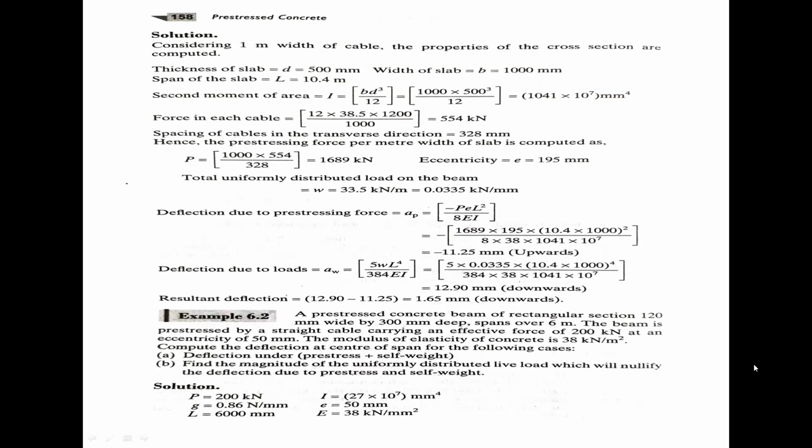Again, I will read the problem. Example 6.2. A prestressed concrete beam of rectangular section 120 mm wide by 300 mm deep spans over 6 meters. The beam is prestressed by a straight cable carrying an effective force of 200 kilonewtons at an eccentricity of 50 mm. The modulus of elasticity of concrete is 38 kilonewton per meter square.